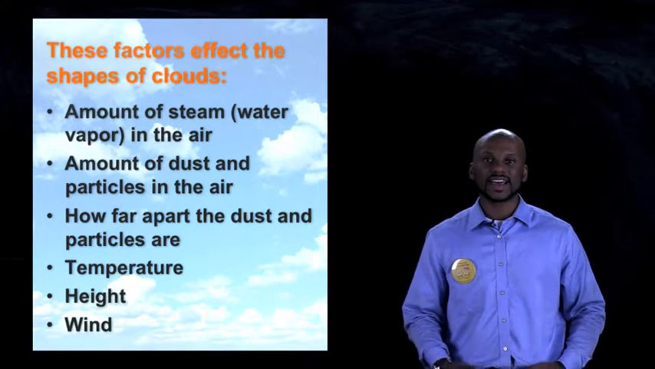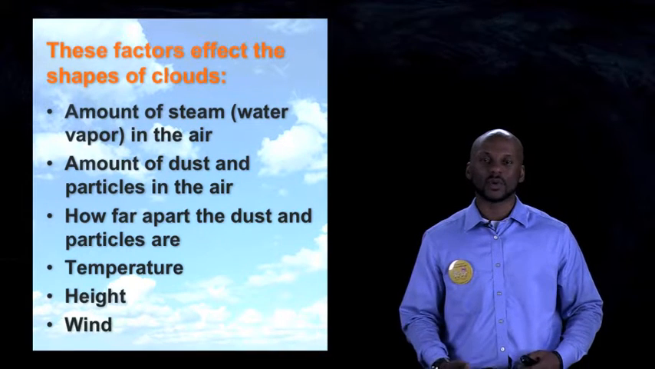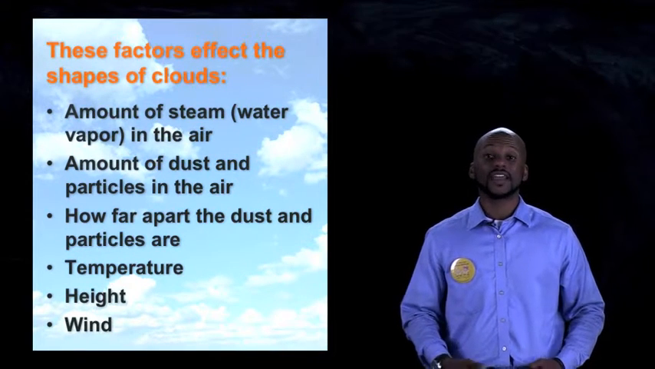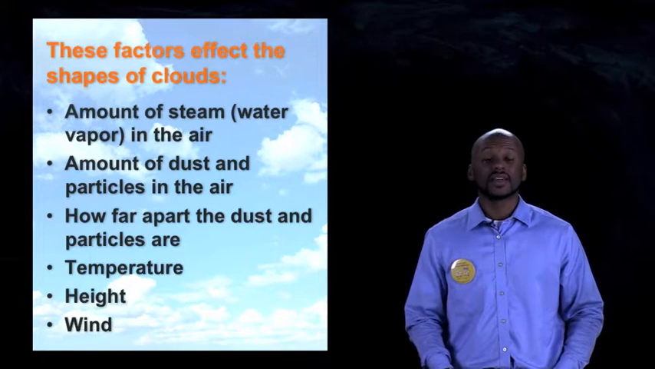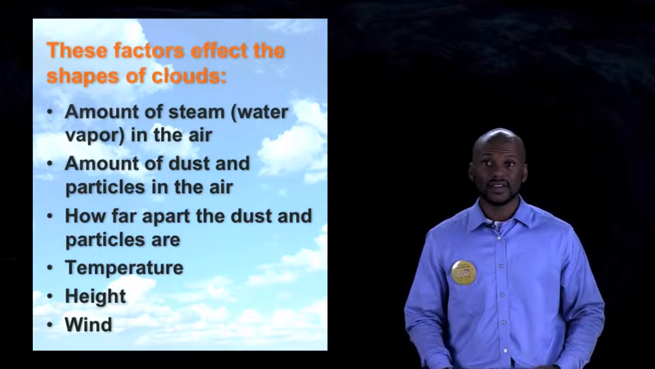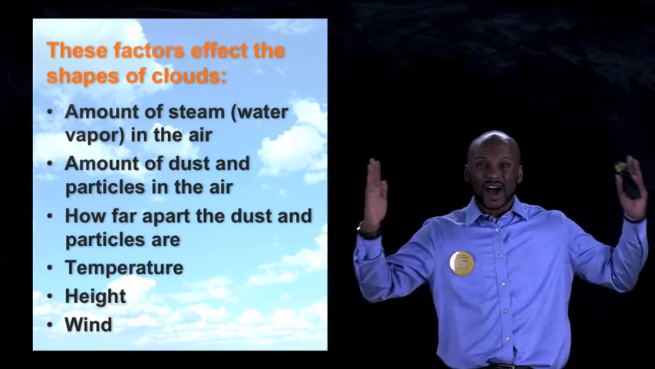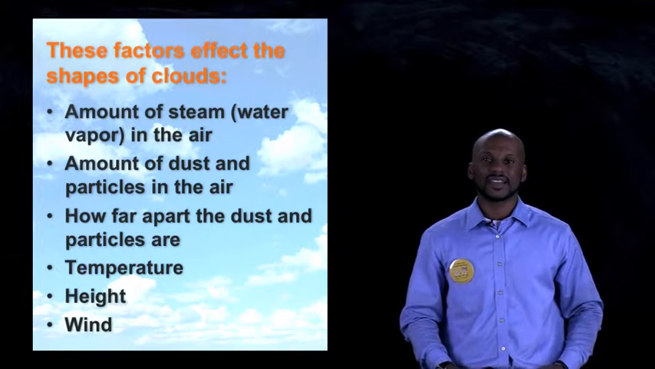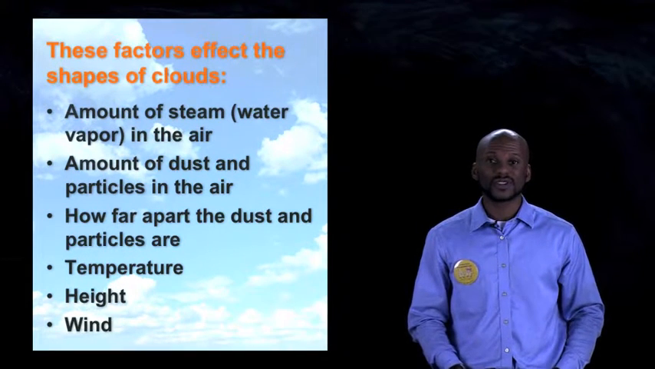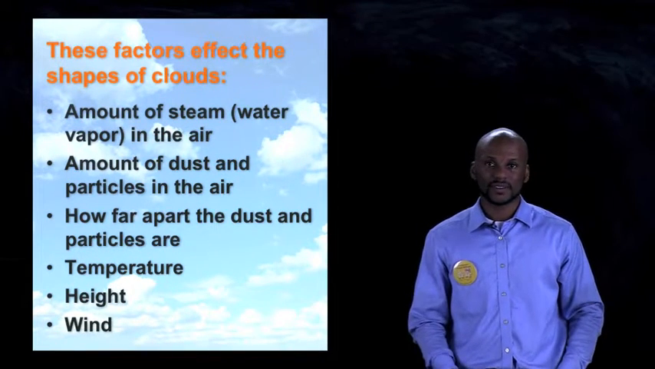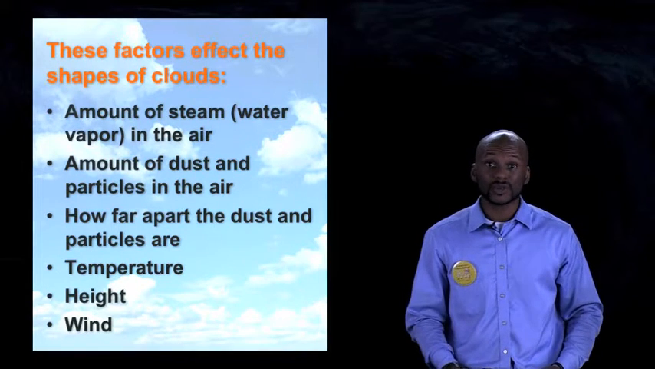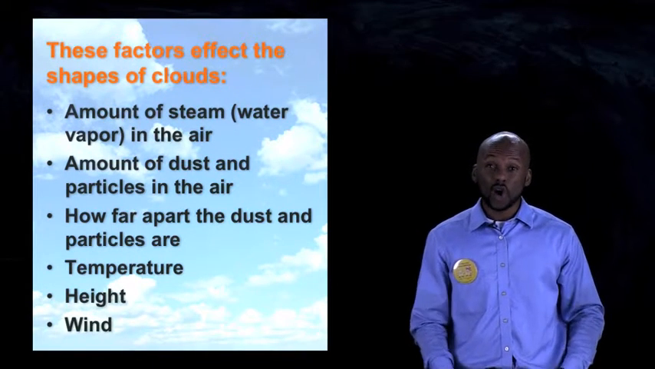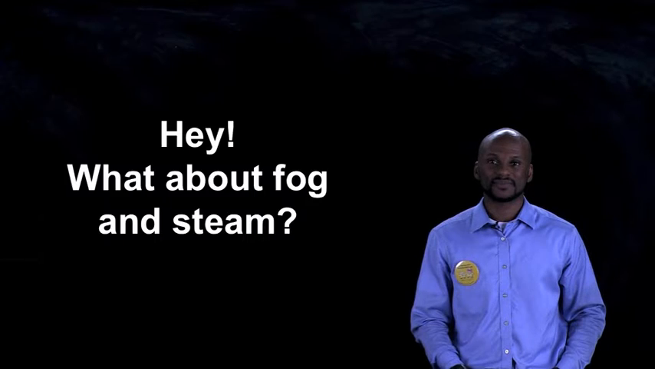The major factors in the way that clouds are shaped are the amount of steam that's in the air, the amount of dust particles that are in the air, how far apart or how close those particles are, the temperature, the height at which those clouds form, and the wind. That's why no 2 clouds are alike, and clouds are always changing their shapes.